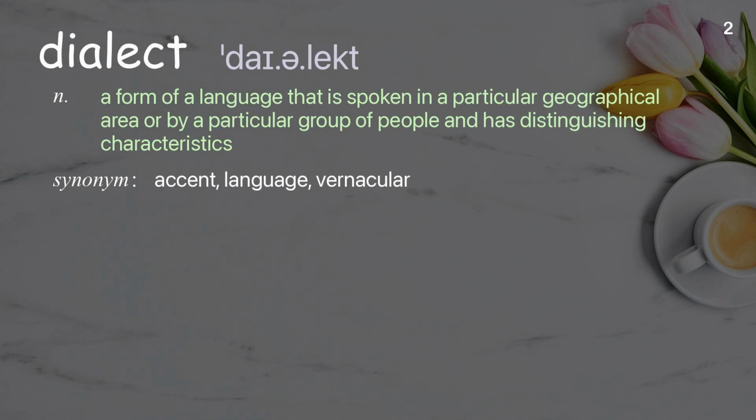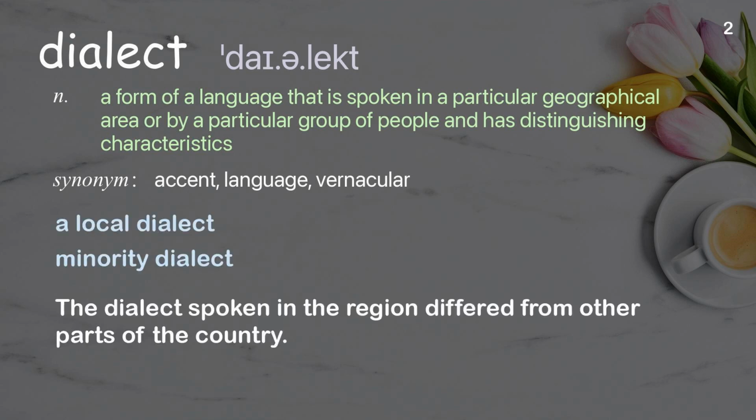Dialect. A form of a language that is spoken in a particular geographical area or by a particular group of people and has distinguishing characteristics. Examples: A local dialect. Minority dialect. The dialect spoken in the region differed from other parts of the country.